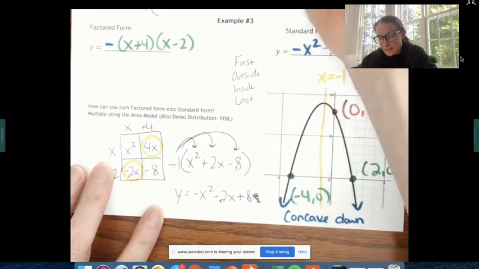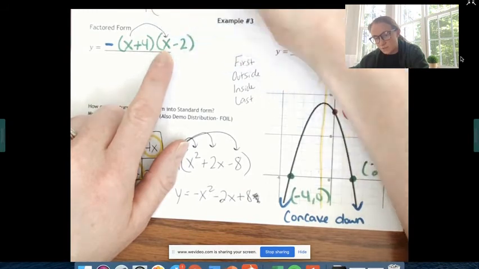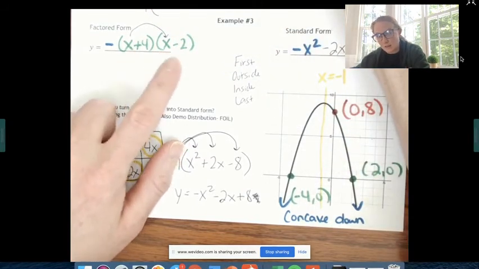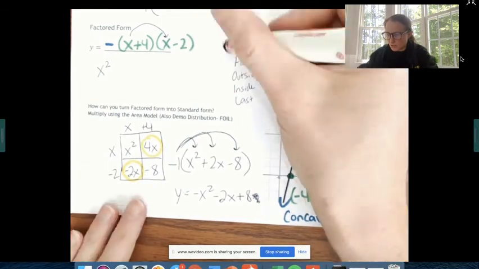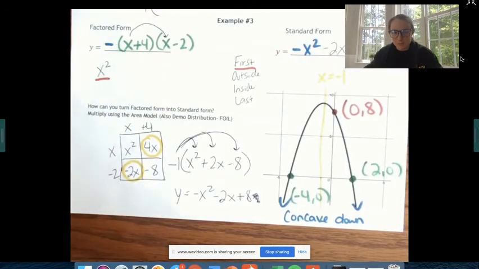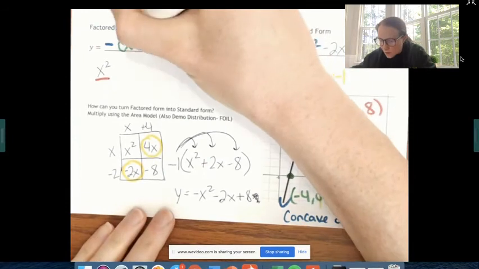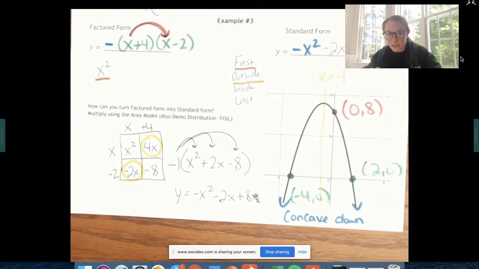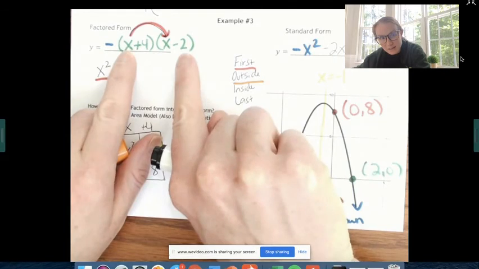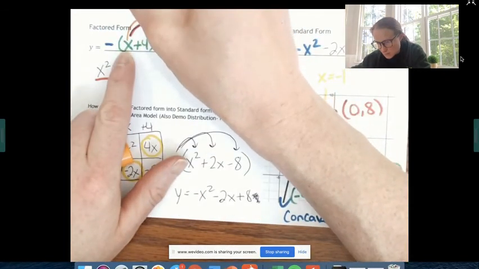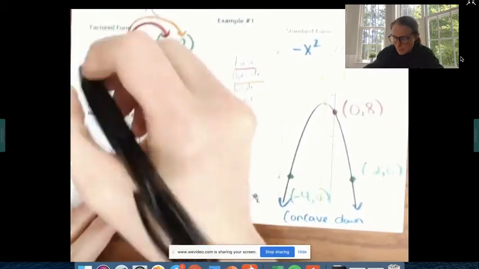So first means that you take the first term of this and multiply it times the first term of this. First times first, x times x gives you x squared. So that's first. I'm going to color code this so you can see. Next is outside. I take the 2 outside terms and multiply them. The outside terms are this one and this one, the ones that are on the outside. So x times -2 gives -2x.